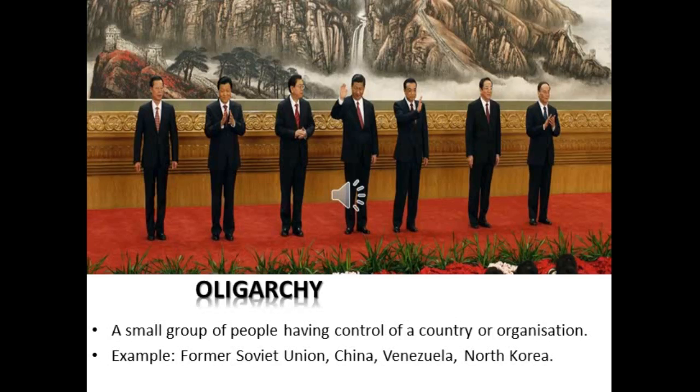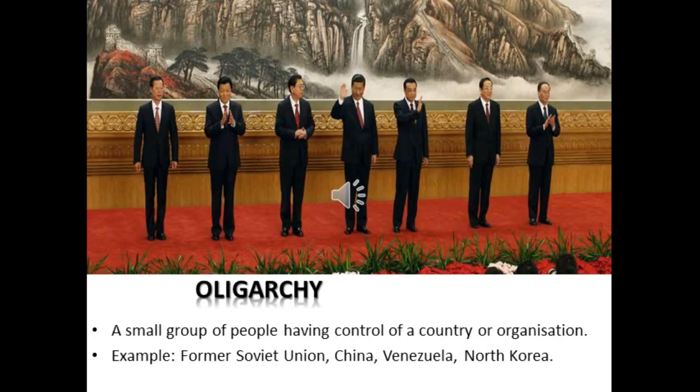Then oligarchy means a small group of people having control of a country or an organization. Aristocracy means government controlled by a small privileged ruling class, that is, controlled by nobles. Oligarchy means common people, a small group of people. They may be from a political party. Mostly it was followed in communist countries. So oligarchy was formed in communist countries.